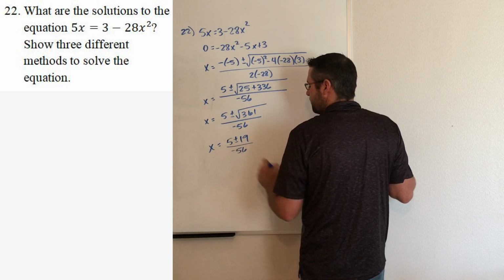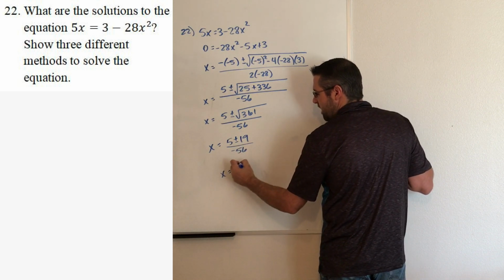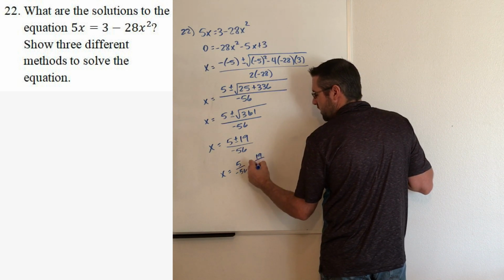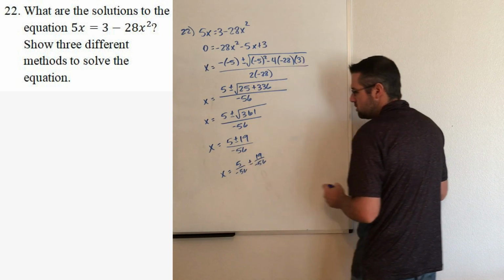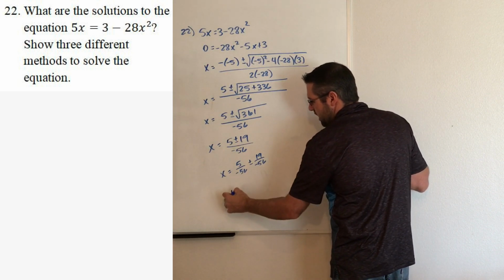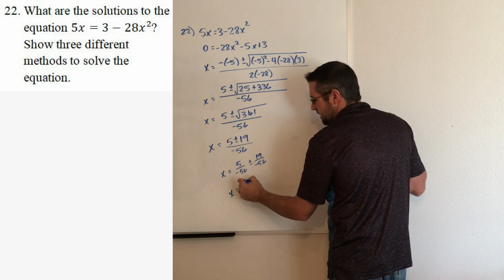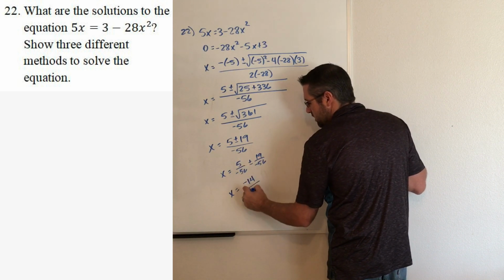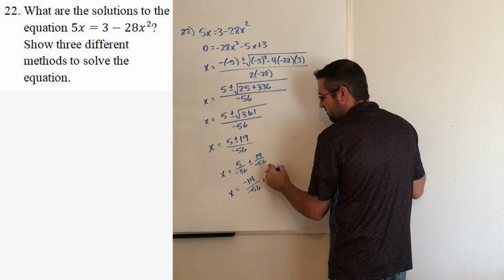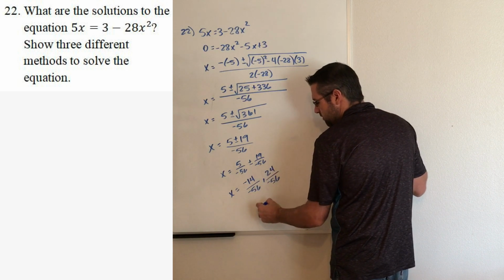And then from here, we could write this as 5 over negative 56 plus or minus 19 over negative 56. We could do that. And I guess let's go ahead and work with that. So we get x equals 5 minus 19 is negative 14, and then over negative 56, or 5 plus 19 is 24 over negative 56. And then reduce those from there.